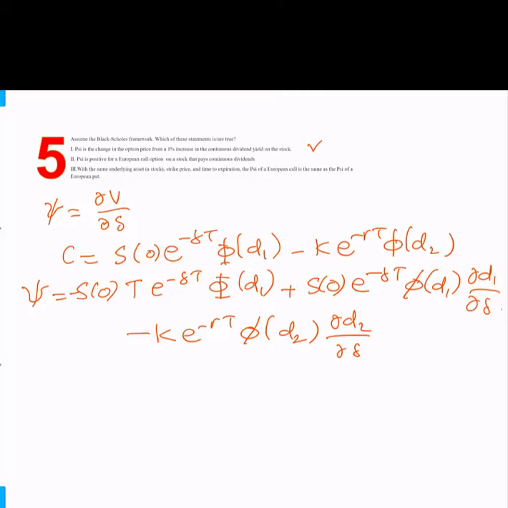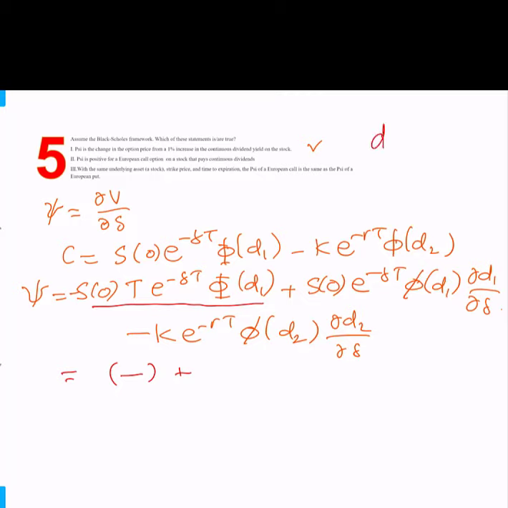If we look at the formula of D1 and D2, you see that the first term here is negative, right? This is negative. Now for the second terms, so this is negative plus, I'm going to use the side.